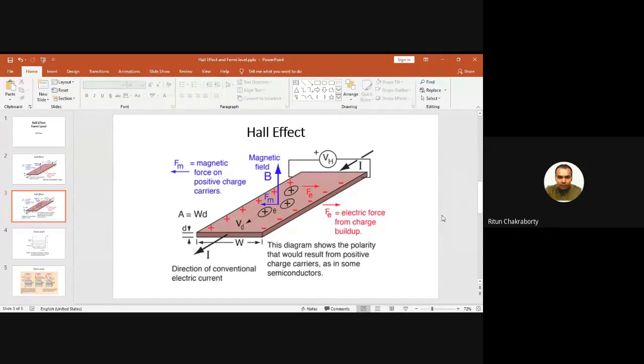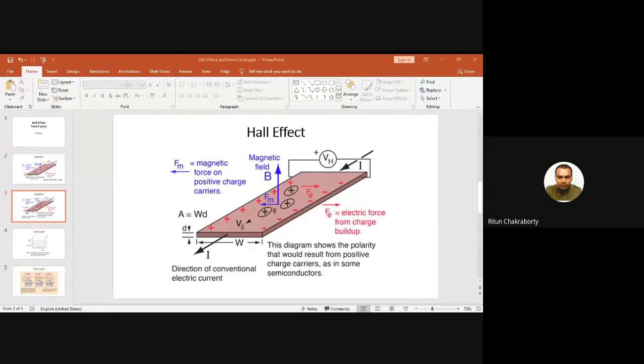Hello, sir. Sir, your slides are not moving, sir. No, I have not changed slides. Actually, I am reading from your notes, the note which I gave you. So these things are not there. Someone is trying to join now.